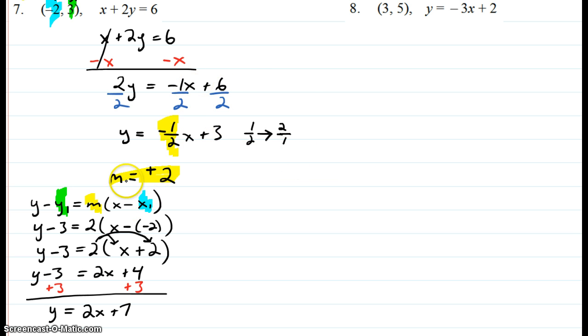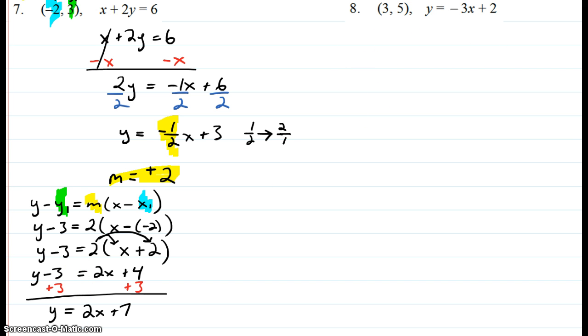So since the lines are perpendicular, this slope and this slope are not going to be the same. They're going to be opposite reciprocals. If you wanted to check your answer, you could take the negative 2, 3 and plug it in and see if it works. Alright, let's look at number 8.